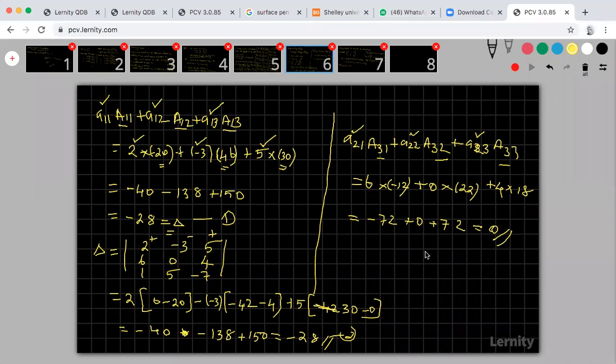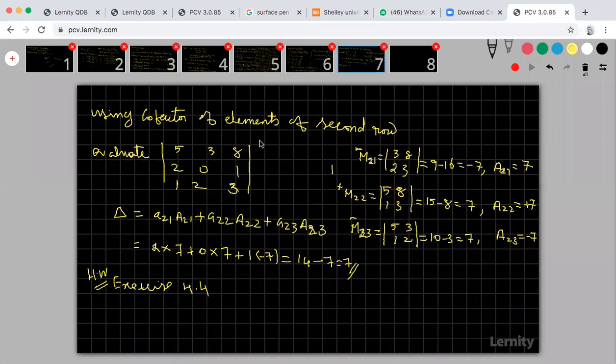Okay, so these two important points we have discussed in this problem. Please note it and we'll go for the next problem. Okay, go to the next.